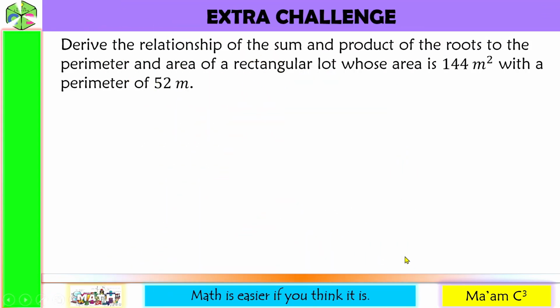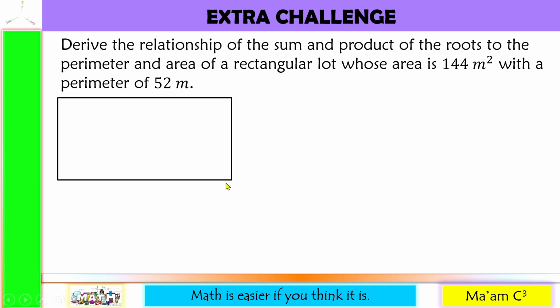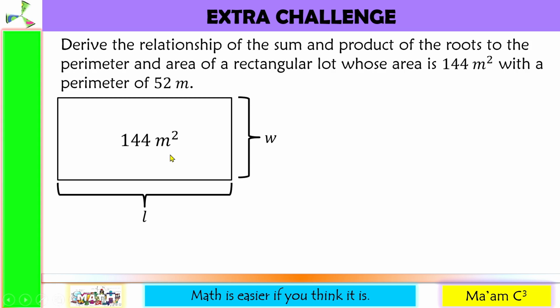Derive the relationship of the sum and product of the roots to the perimeter and area of a rectangular lot whose area is 144 meters squared with a perimeter of 52 meters. Let us draw a rectangular lot. Consider this as our length and this one as our width. The area of the lot is 144 meters squared. We know very well that area is equal to length times width. Let this be our equation 1.